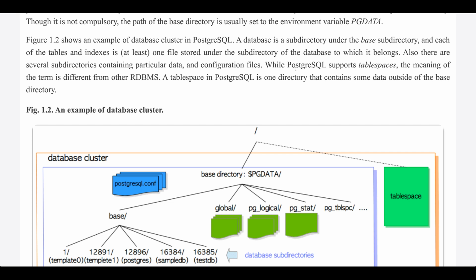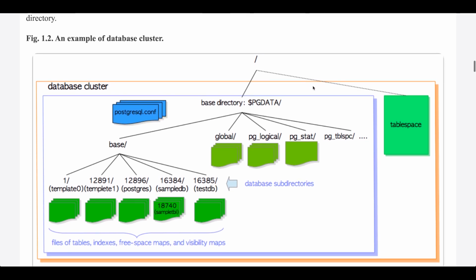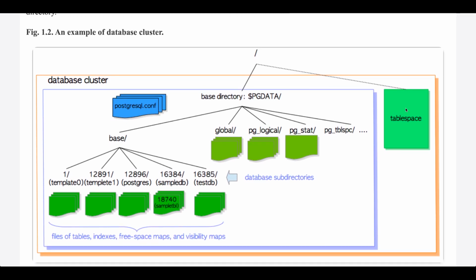While Postgres supports tablespaces, the meaning of the term is different from other relational database management systems. A tablespace in Postgres is one directory that contains some data outside of the base directory. Figure 1.2, an example of a database cluster.